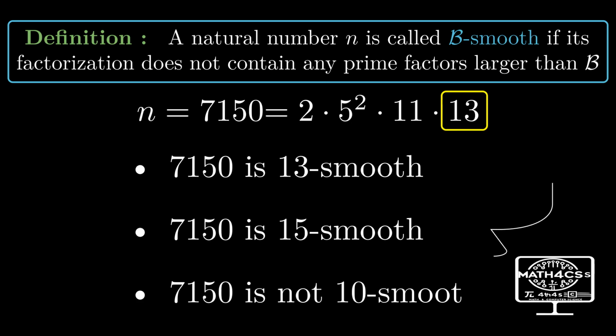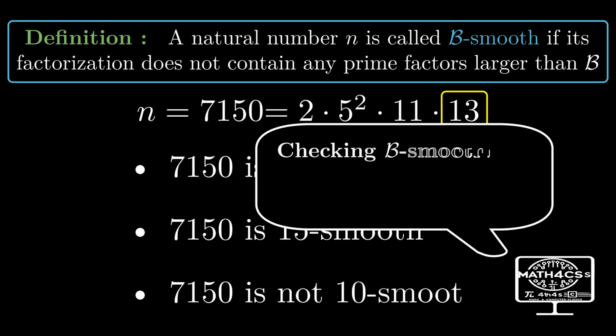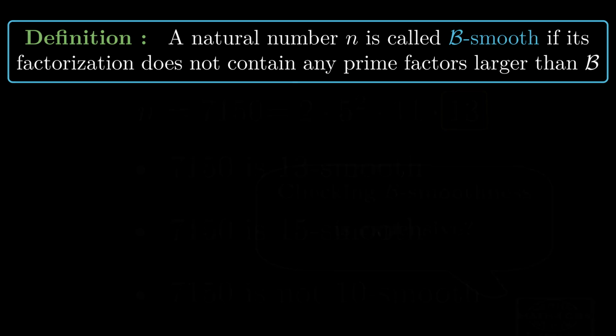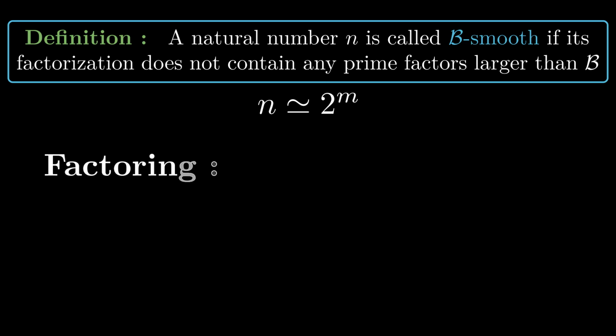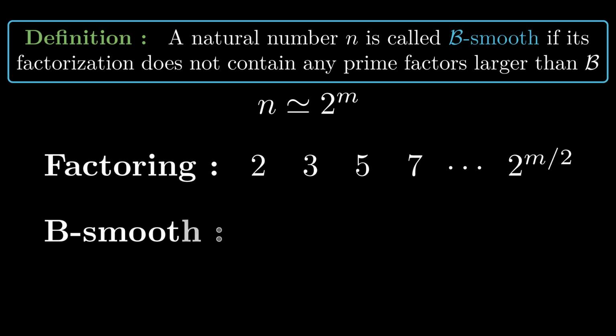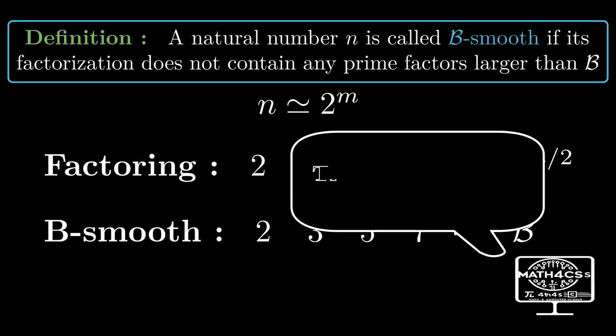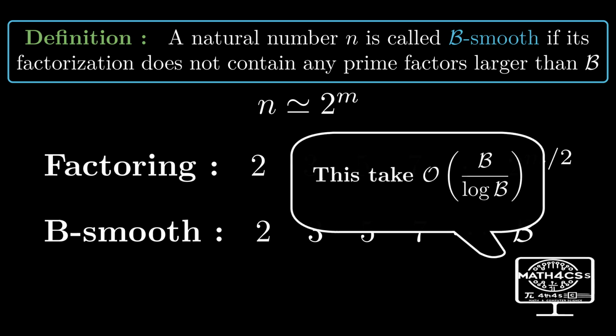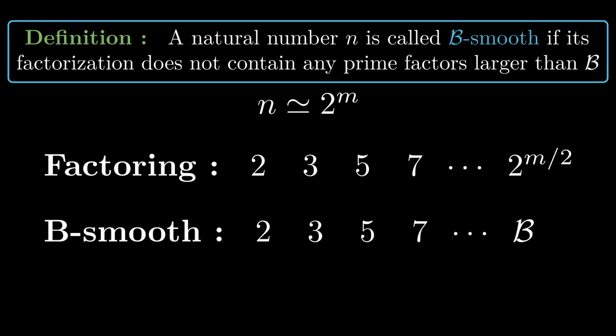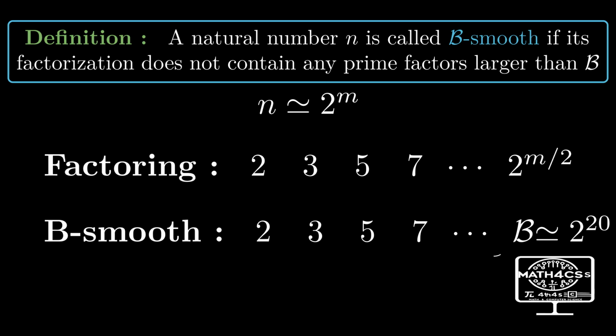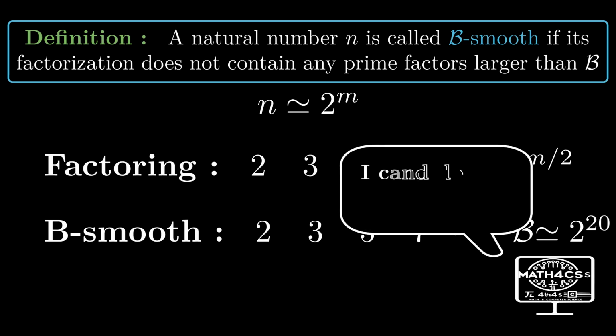Now, checking if a number is B-smooth is fast. For factorization, we need to check all the primes up to the square root of n. But for B-smoothness, we need to check all the primes up to b. According to the prime number theorem, this is a b over log b operation. Therefore, for small b, say 2 to the power 20, a computer can check it in less than a second.